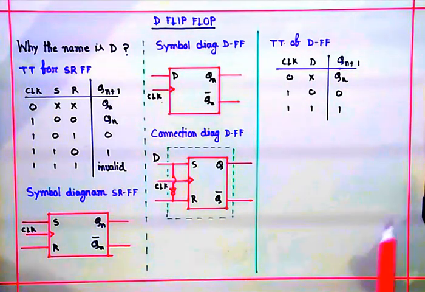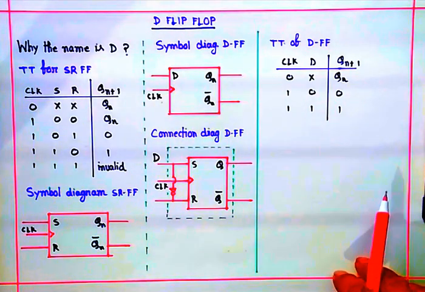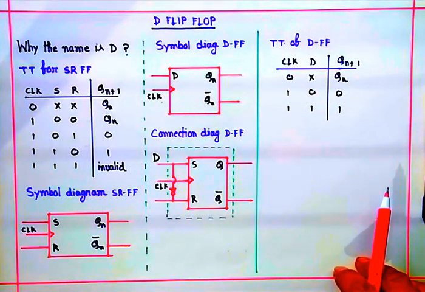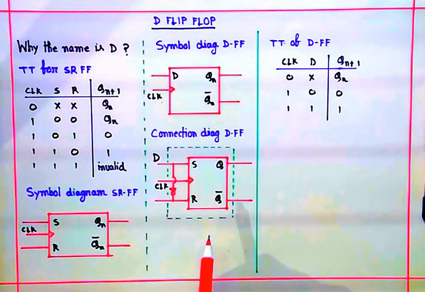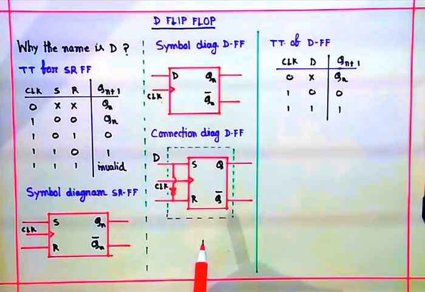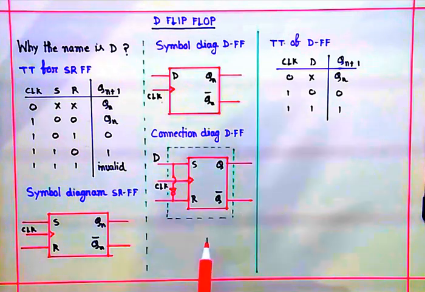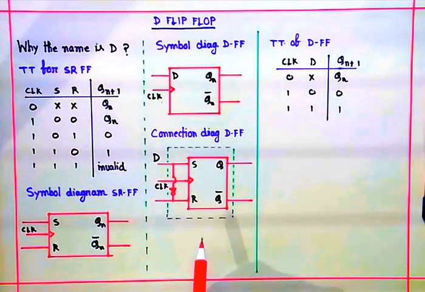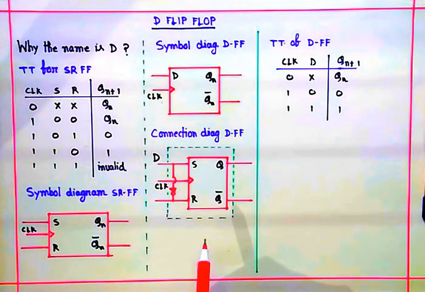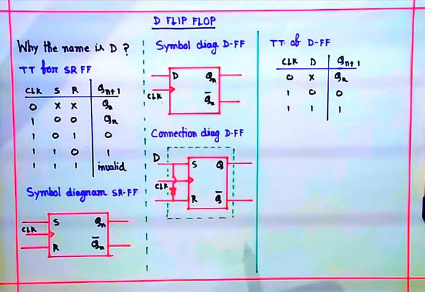Hello guys, so in this video I will discuss D flip-flop. First you have to understand why the name is D. D stands for data. That means D flip-flop stores some data. And you know that in digital electronics data means only 0 and 1. That means using D flip-flop you will store only data 0 and 1.